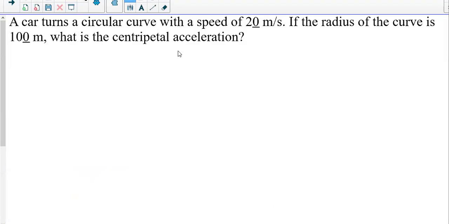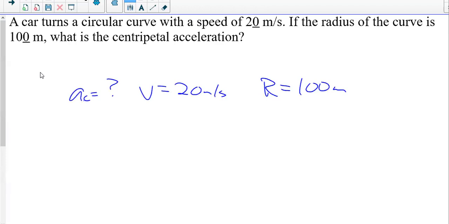In this little example question, it just says a car turns a circular curve with a speed of 20 meters per second. If the radius of the curve is 100 meters, what is the centripetal acceleration? So your centripetal acceleration is just found by knowing two things, your speed and the radius of the curve. So if you arrange your equation, centripetal acceleration should be equal to your speed squared divided by your radius.